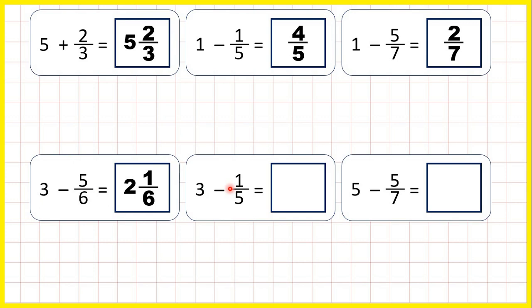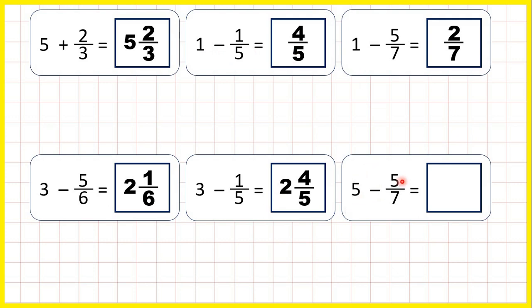Now 3 minus 1/5 is 2 and 4/5. Notice how this is similar to the question above. We know that 1 minus 1/5 is 4/5, so if we've got 3 minus 1/5, we've got 2 and 4/5, because 3 is 2 more than 1.